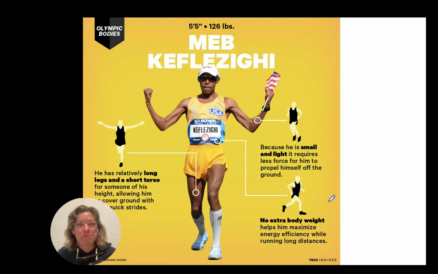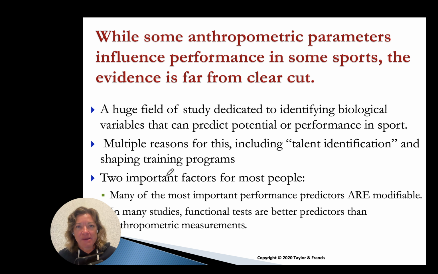And the last, Meb Keflezighi, who's an American, now retired American long-distance runner, he's quite small, so 5'5" and 126 pounds. So it's a lot easier for him to propel himself off the ground with that light body. He also has relatively long legs and a short torso, so his proportions represent constraints that confer an advantage when it comes to running.